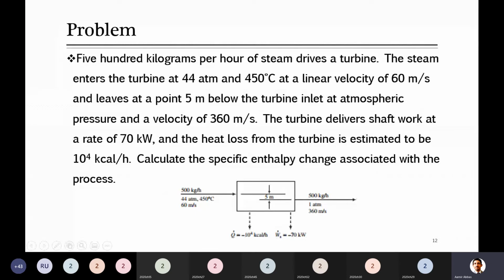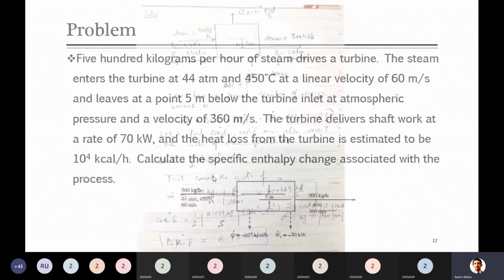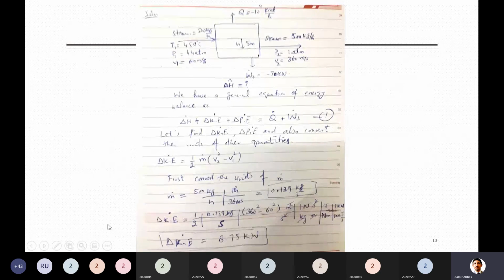Okay, and then out of this, work is performed, that is negative, as well as heat is lost from this, because steam is at high temperature and the surrounding temperature is usually low. So out of this equipment some heat is lost outside to the environment, which is given as -10^4 kilocalories per hour. So okay, let me discuss its solution.